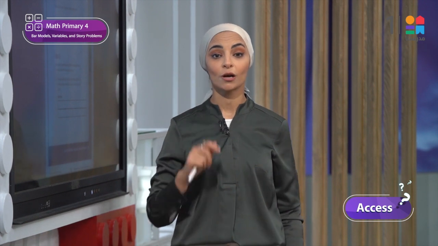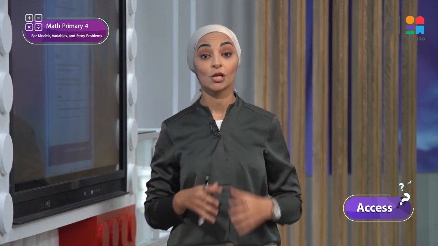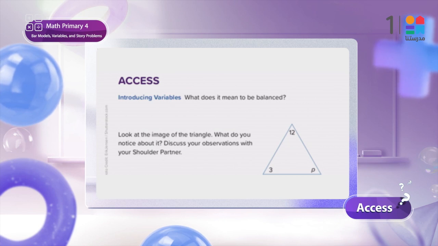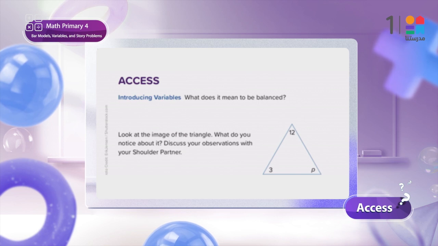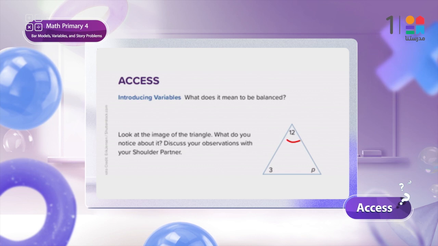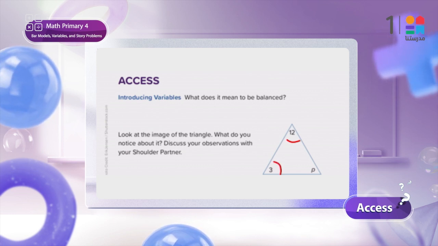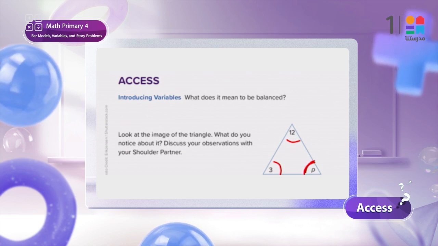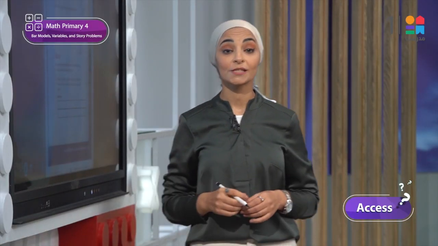Now let's look at the triangle in the book and focus with me, concentrate with me very well as you are going to record your observations together. Now we can certainly notice the triangle, here is the triangle as you see here. Yes, this is my triangle. Here I have the numbers 12 and 3 written in it. This is 12 and this is 3. As well as the letter P. Here is letter P. What do you think this letter stands for? Letter P stands for what?